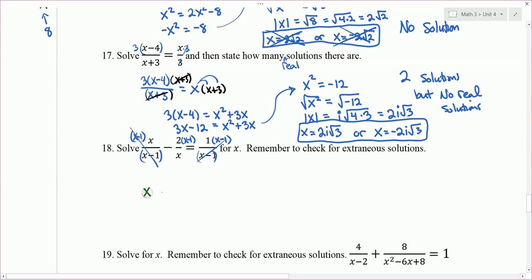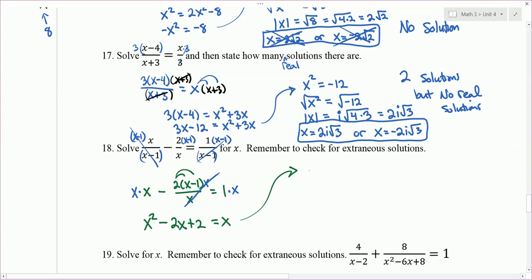x minus 2 times x minus 1 over x, which is equal to 1. Got one more fraction, multiply by that denominator, which is x. So I'm going to multiply this by x here, multiply this by x, and this by x, and that allows me to get rid of my second fraction, and I end up with x squared minus, I'm going to distribute negative 2 times x is negative 2x, and negative 2 times negative 1 is positive 2, equals x.